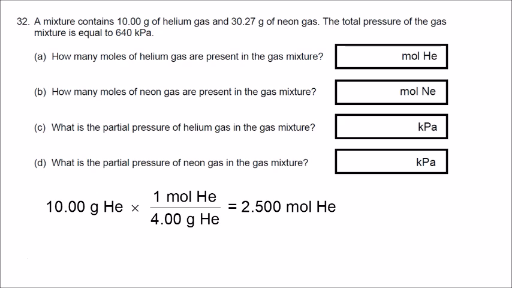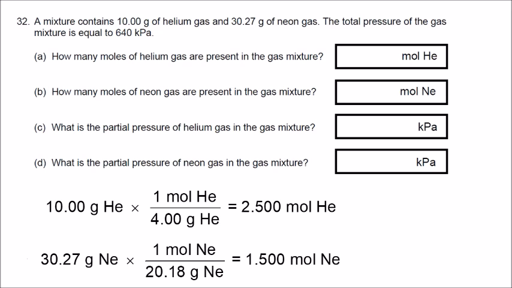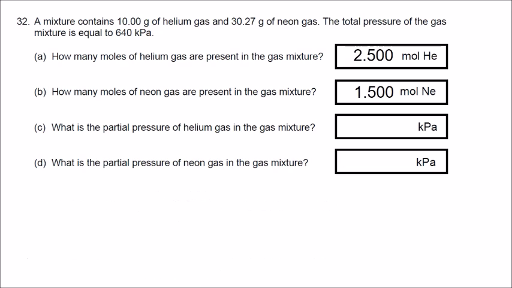In a similar way, 1 mole of neon weighs 20.18 grams on the periodic table. So do the math, and we get 1.500 moles of neon. Well, now that we know the moles of each gas, how does this help us figure out the pressure of each gas?